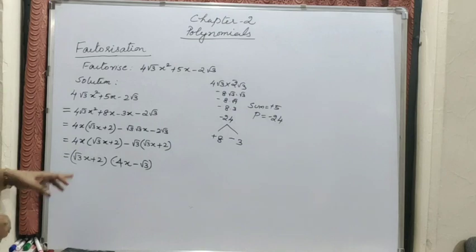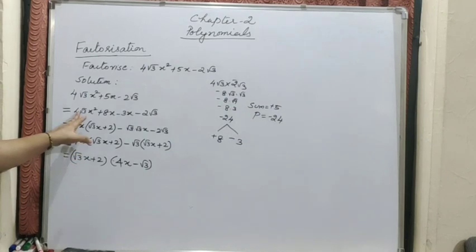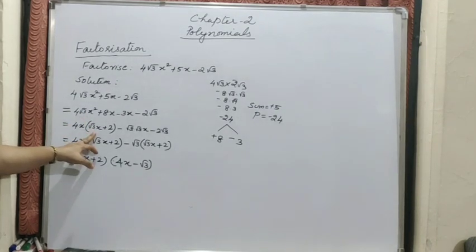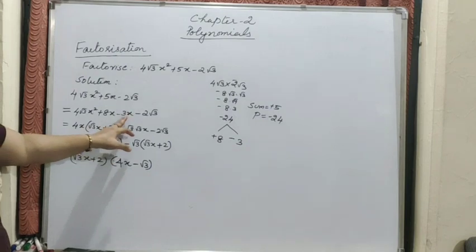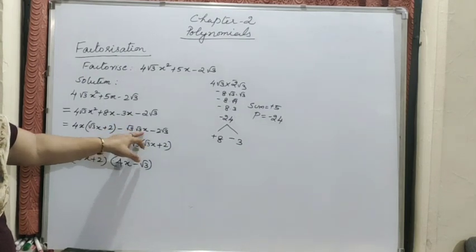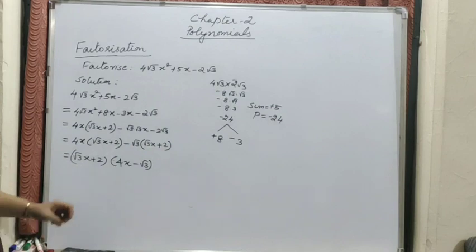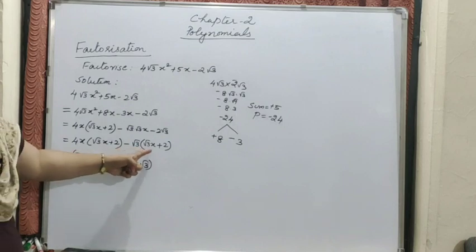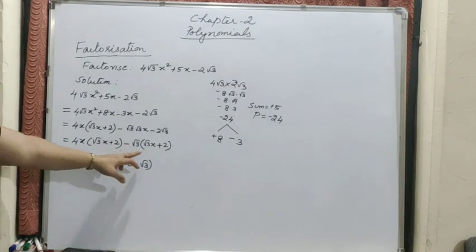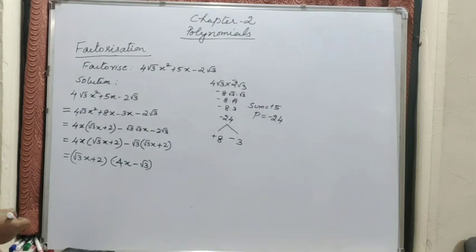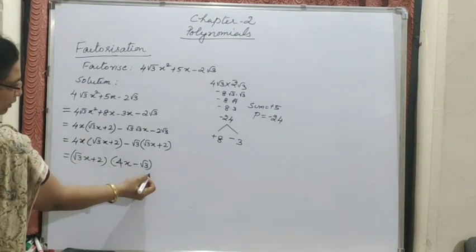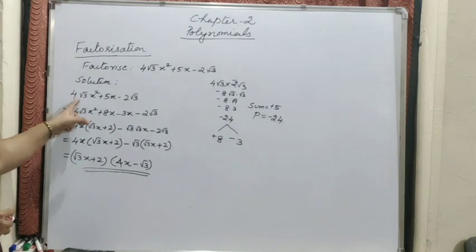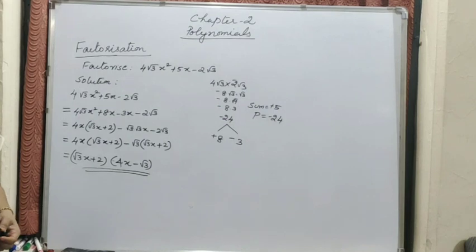Now what is the next step? We have to take the common factors. So which is common here? 4 and also x. So 4x. After that what is remaining? Root 3x and here 2 only. Now 3 should be written as root 3 into root 3. So root 3, here also root 3 is there, here also root 3 is there, and minus also both are having. So minus root 3 we are taking outside. So what is remaining in the term? Root 3x plus 2. So root 3x plus 2 is the common factor now. So after taking root 3x plus 2, what is remaining there? 4x minus root 3. So these are the factors for 4 root 3x square plus 5x minus 2 root 3.